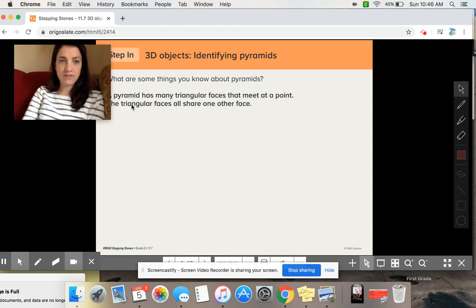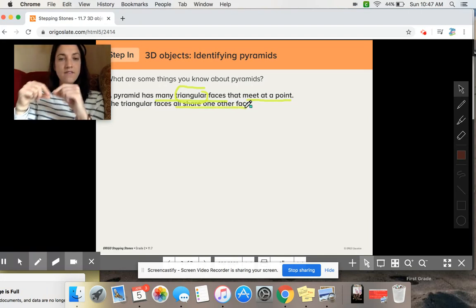So a pyramid, friends, has many triangular faces that meet at a point. There's one important part in there: it's many triangular faces. Many triangular faces that meet at one point. Now, the triangular faces all share one other face. So wherever the triangles are coming from, they all share that one face at the bottom.